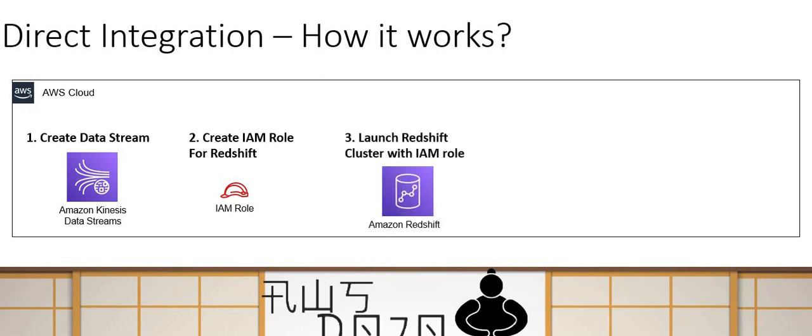Then you launch a Redshift cluster associated with the IAM role. Not that you have to launch a new cluster. If you already have a cluster in place, then you can simply associate this IAM role to that cluster and you're good to go.